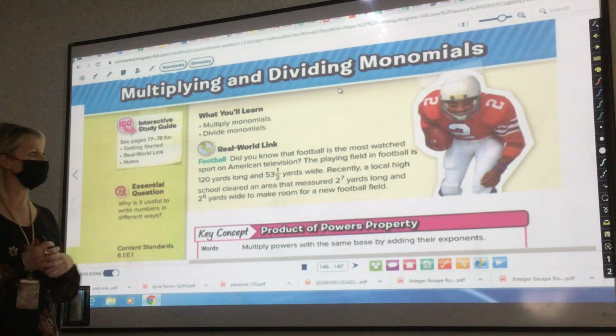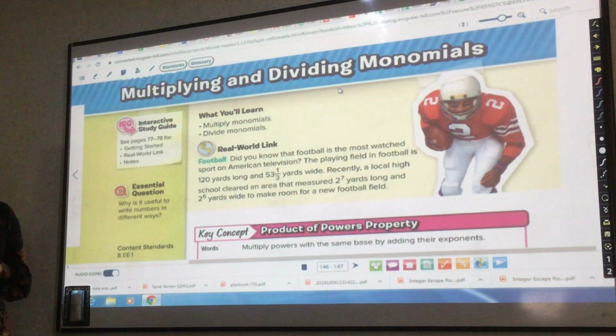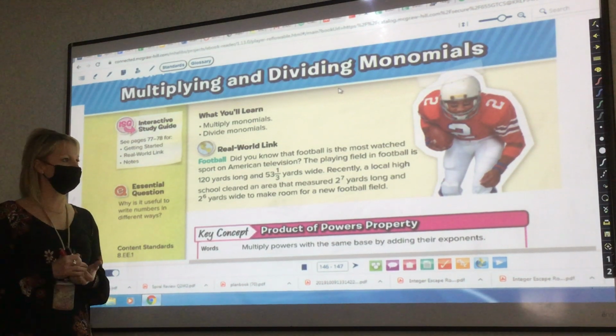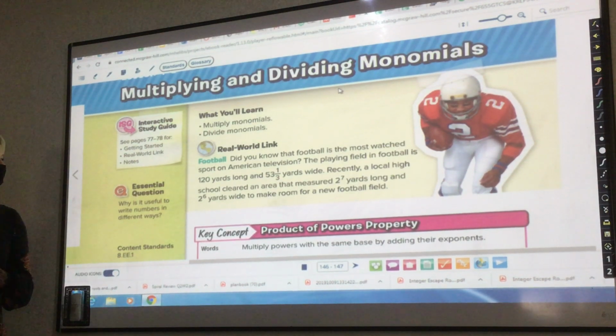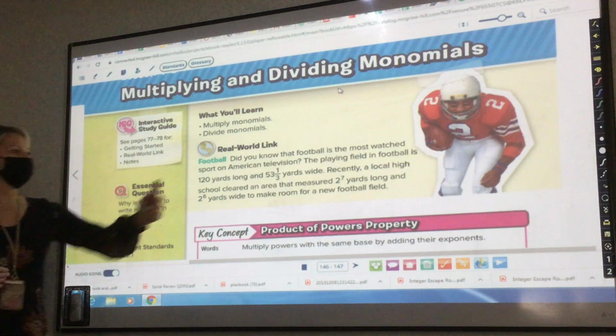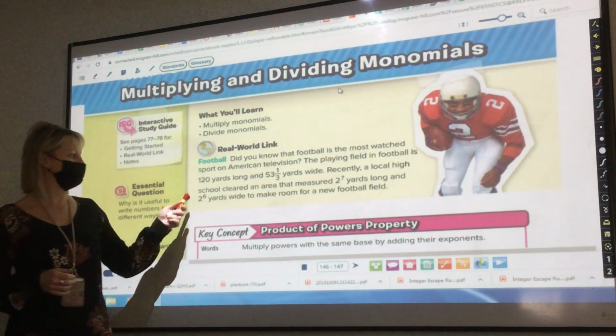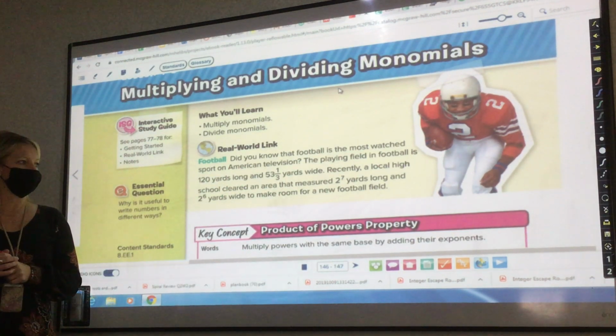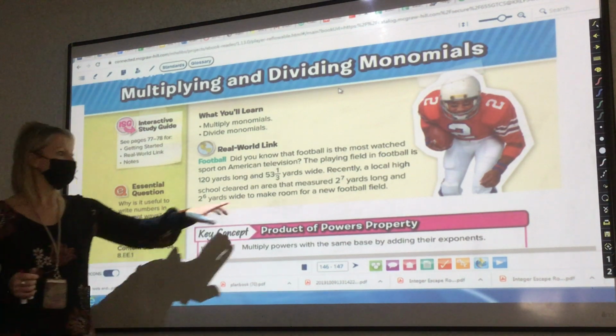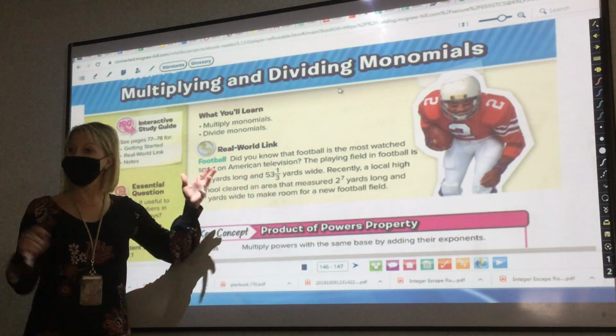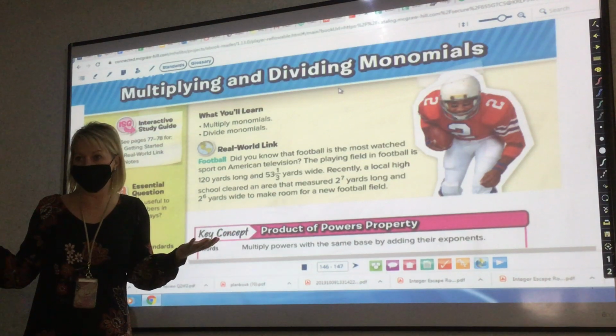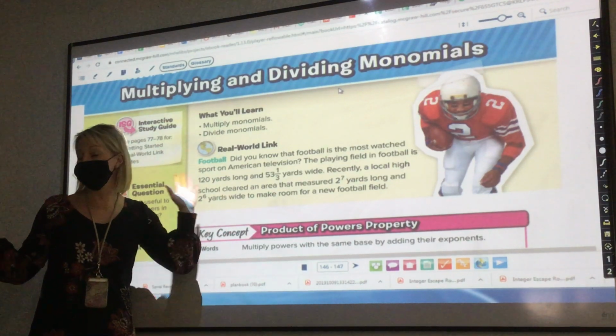For a real world link, it says, did you know that football is the most watched sport on American television? What day do we watch the most? Sunday. The playing field in football is 120 yards long and 53 1/3 yards wide. Recently, a local high school cleared an area that measured 2 to the 7th yards long and 2 to the 6th yards wide to make room for a new football field. To find the area, how do you find the area of the football field?